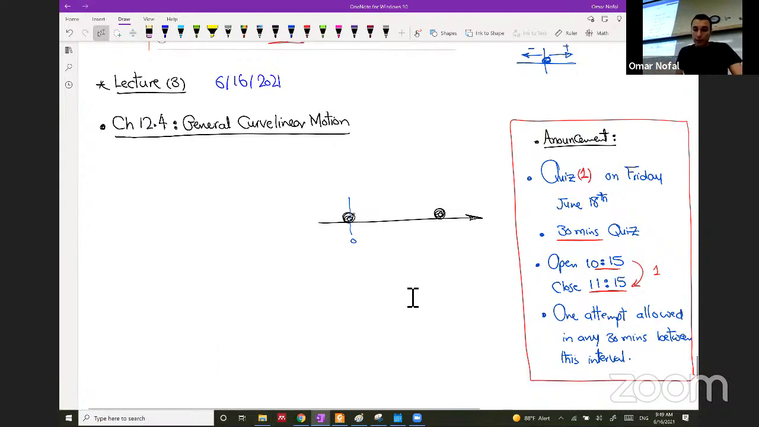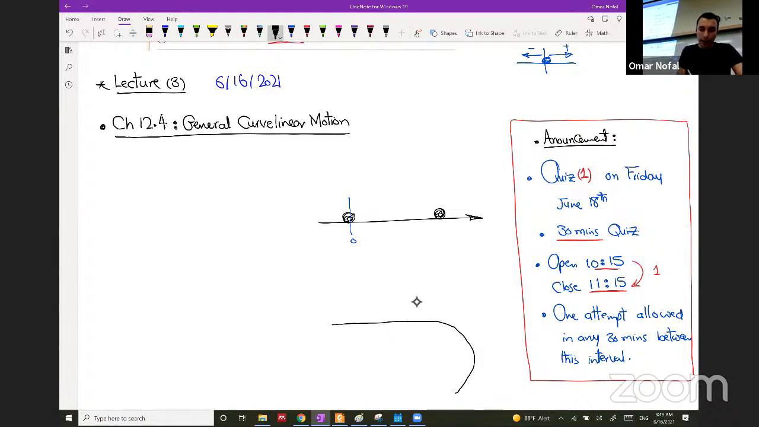So what if this car moved first on a straight line and then had to take a curve? So it had to do some curvilinear motion. How can we solve this problem? Our equations from previous rectilinear motion cannot work with curvilinear motion, but it's kind of similar, and we will see in a few minutes how similar it is.